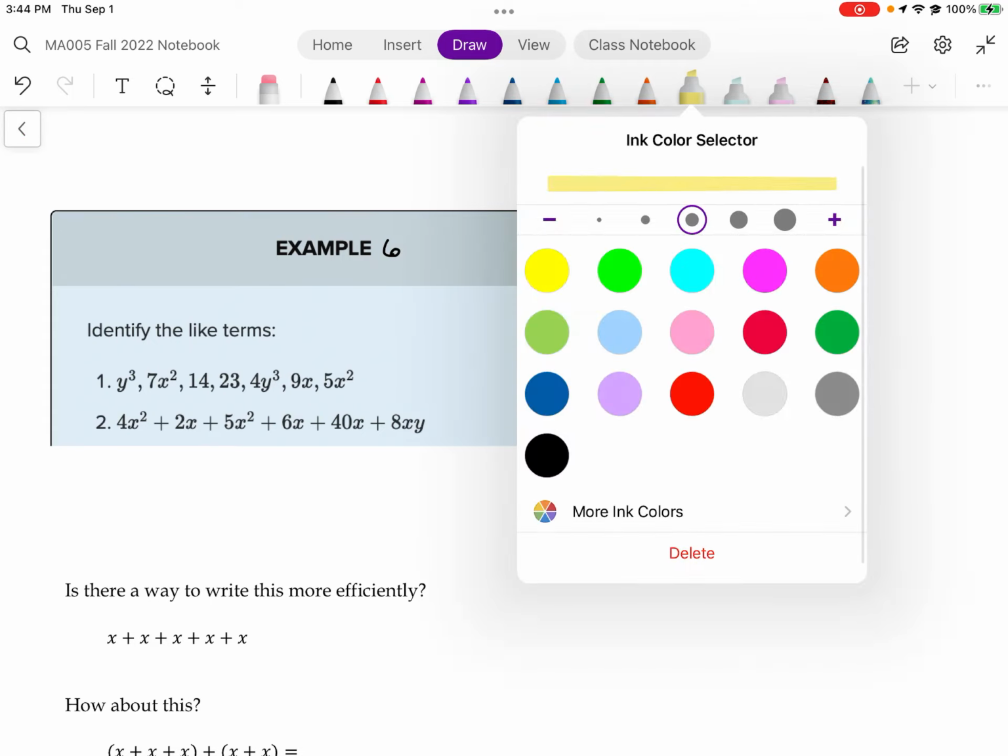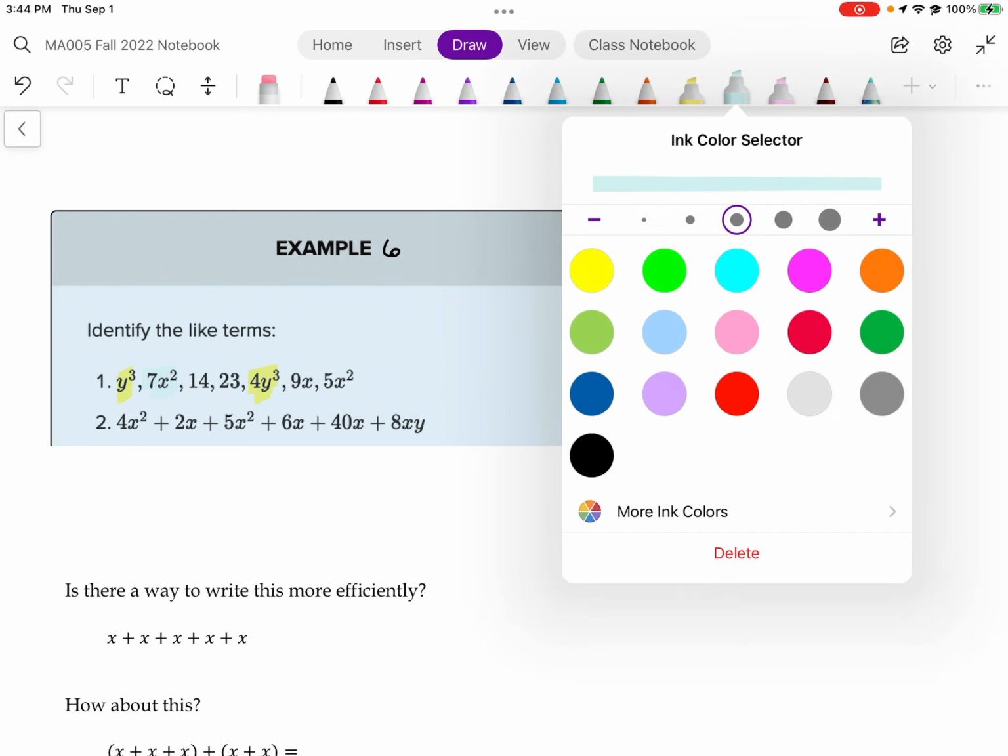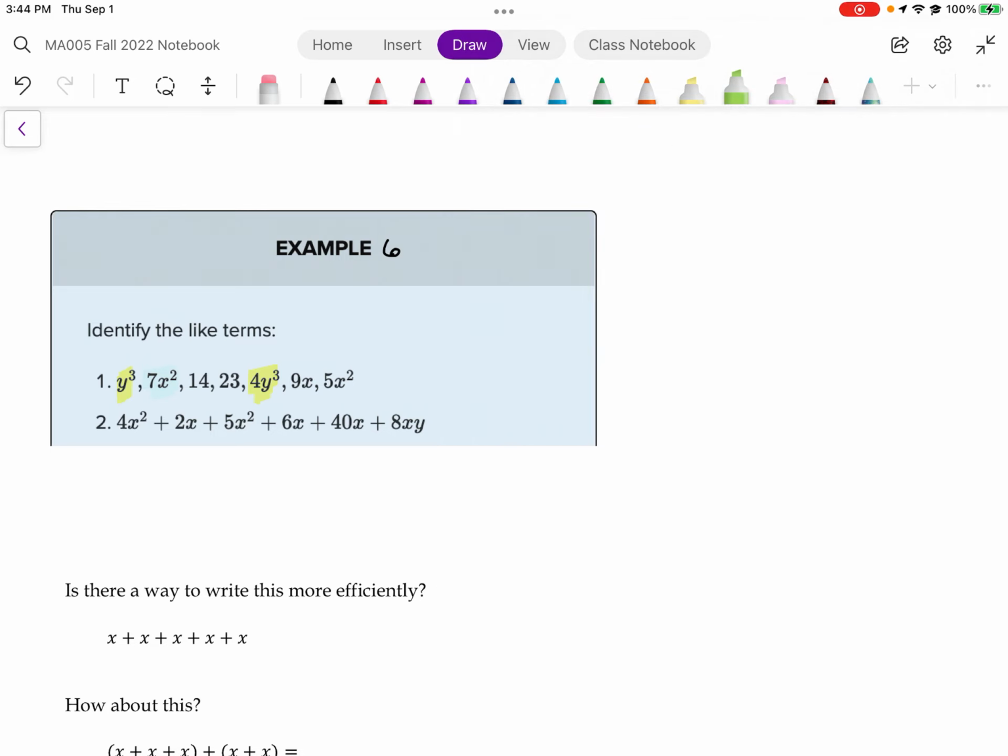All right, so I'm going to do like terms in the same color, right? So I've got y cubed. I want to find like terms to y cubed. Well, here's a 4y cubed, and there's nothing else. All right, now we've got 7x squared. That doesn't show up very well, does it? So let's do green, I guess. All right, so 7x squared, and there's a 5x squared. So those are like terms.